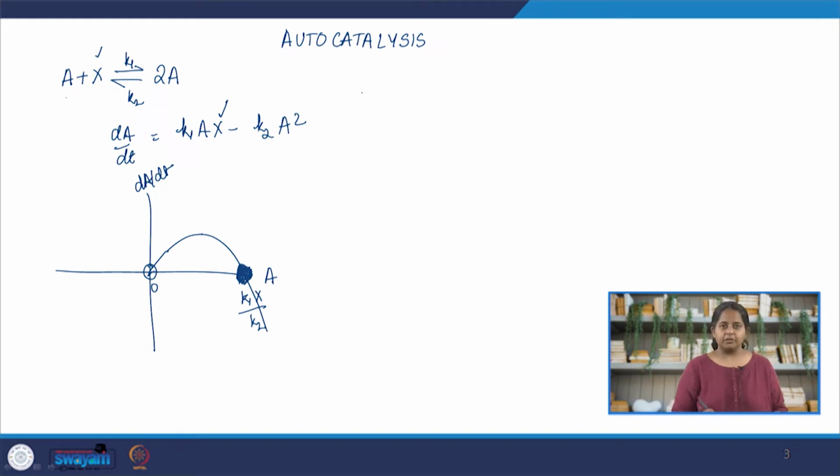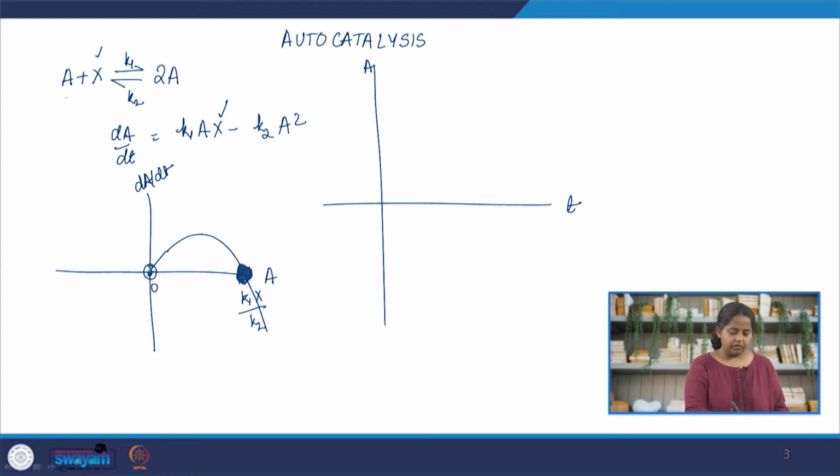By now you must be very familiar with how to go about these diagrams. On x axis you have time, on y axis you have A. Once again, if you are starting at A equal to 0, the initial concentration of A is 0. It is a fixed point, even though it is an unstable fixed point, it implies that the concentration of A, if at beginning is 0, is going to stay 0.